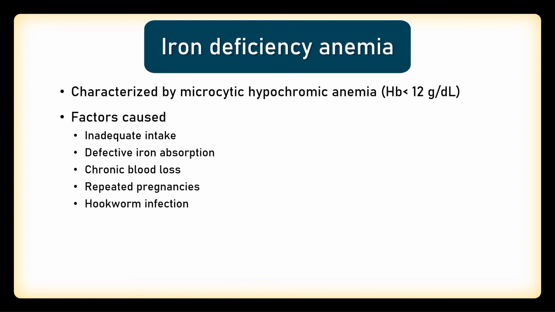This is the most prevalent nutritional disorder the world over. Several factors contribute to iron deficiency and include inadequate intake, defective absorption of iron, chronic blood loss, repeated pregnancies, and hookworm infection. It is also noted that strict vegetarians are more prone to iron deficiency anemia. This is mainly because vegetarian foods contain various inhibitors for iron absorption.